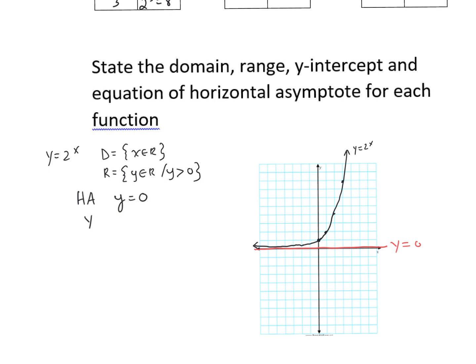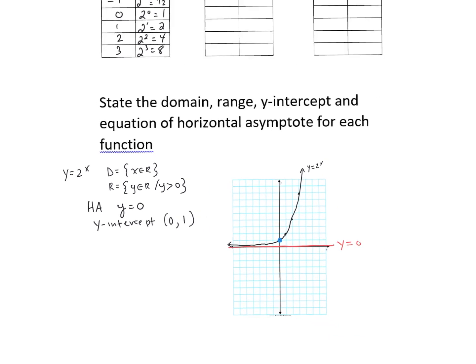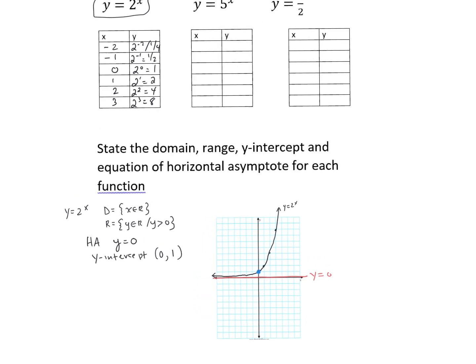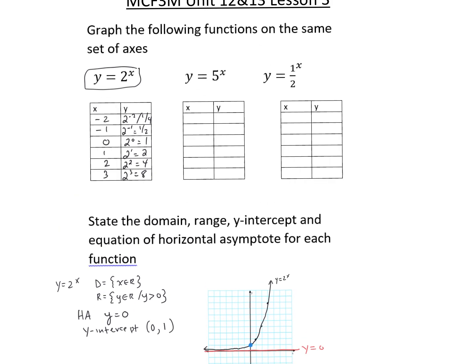The y-intercept is where x is 0 and y is 1. So there's my y-intercept right there. And those are the general properties of 2 to the x. How does that change if we're going to do 5 to the x?